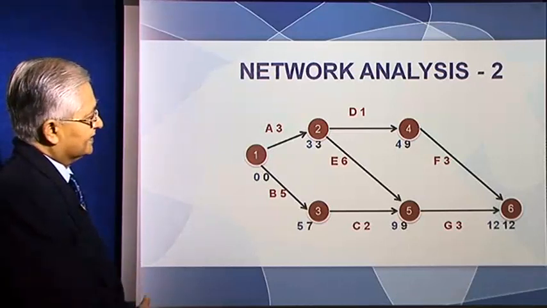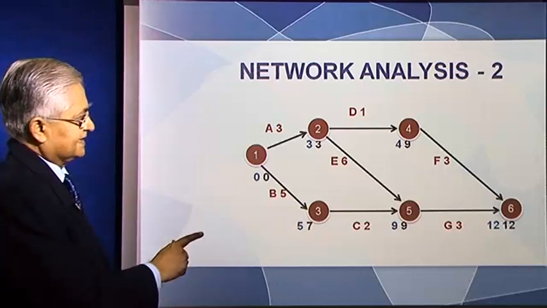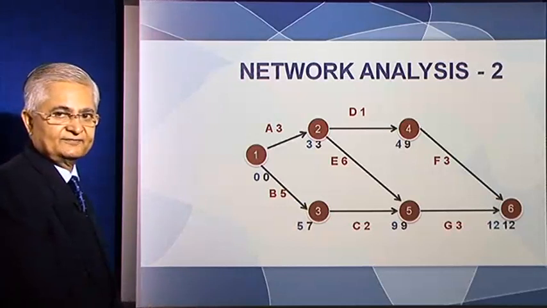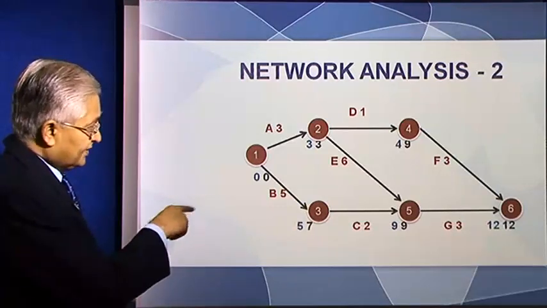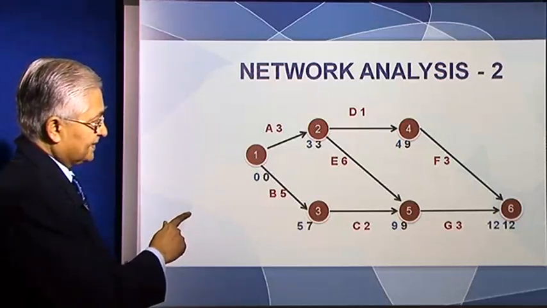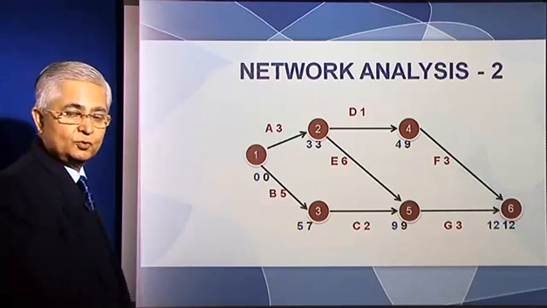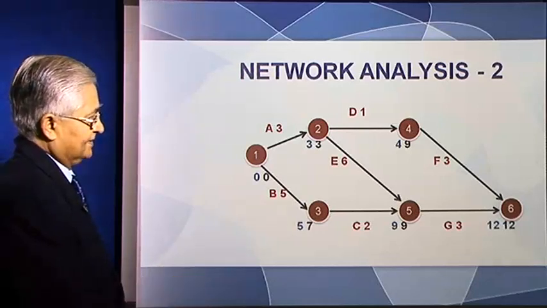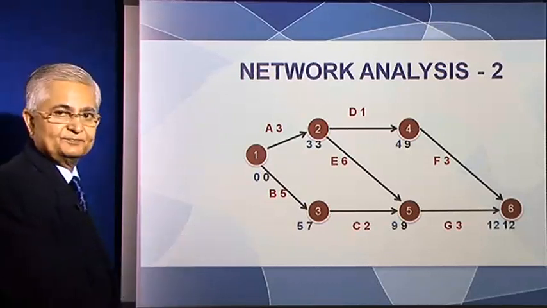Therefore, the earliest you can reach 5 is 3 plus 6, 9. That's the earliest you can reach 5 if you go that way. But if you go this way, then the earliest you can reach 3 is 5, and C takes 2 months. So 5 plus 2, 7. The earliest you can reach if you go this way is 7.